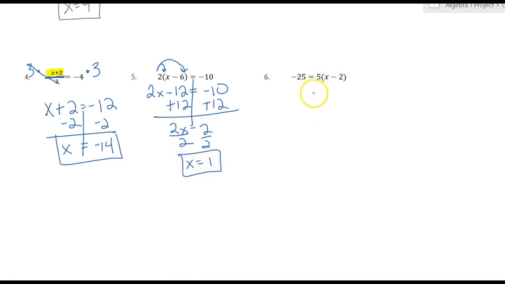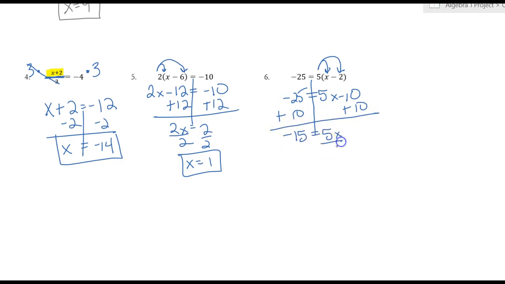All right, and then number 6, I'd like you to try number 6 on your own. It's like number 5. Once you think you got it, go ahead and press play. Okay, so you should have distributed, and you get 5x minus 10 is equal to negative 25. To get rid of a minus 10, I'm going to add 10 to both sides. So I get negative 15 is equal to 5x. And then now I divide both sides by 5. So I get negative 3.